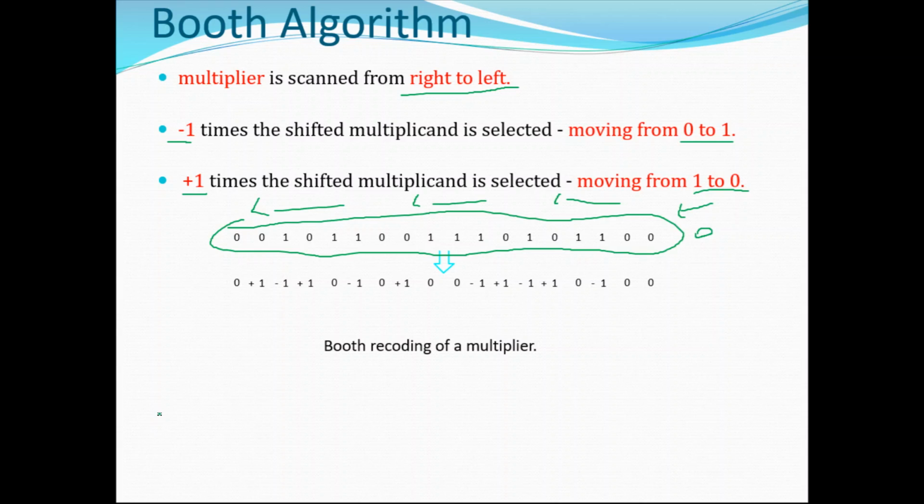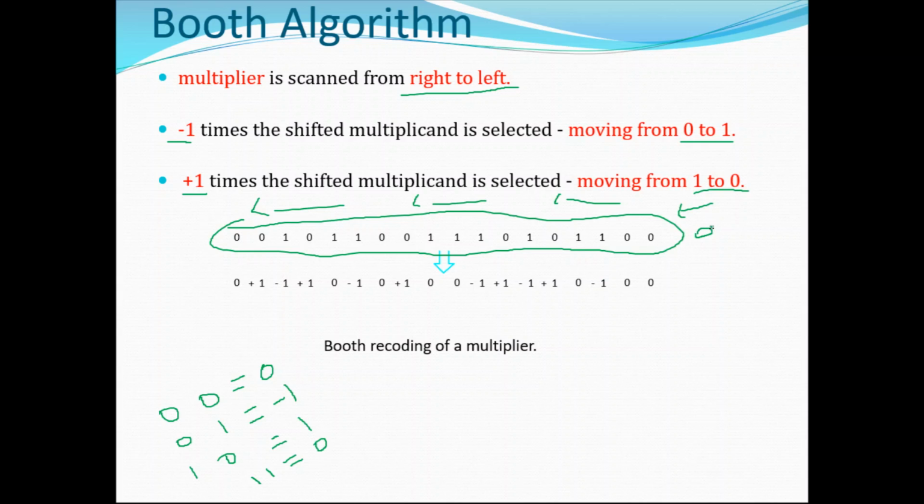That is, if in the multiplier it is 0 0, then the corresponding bit will become 0. If it is 0 1, the bit in the multiplier will be replaced as minus 1. If it is 1 0, it will be replaced as 1. If it is 1 1, it will be replaced as 0. So that is what we are going to do.